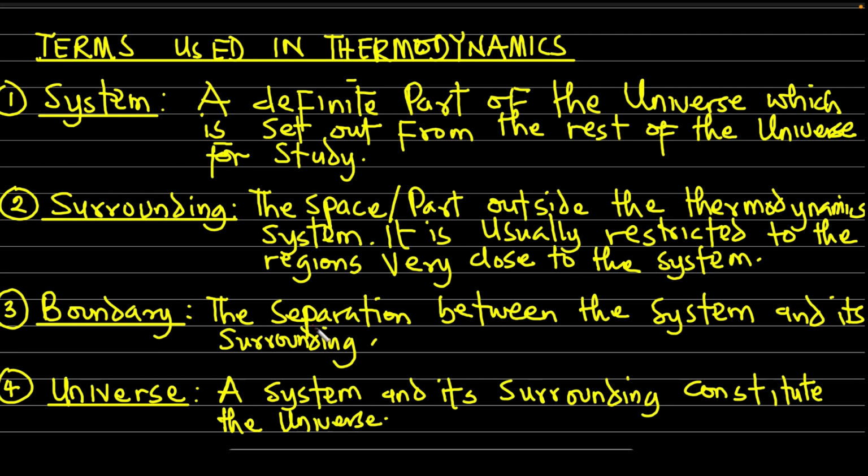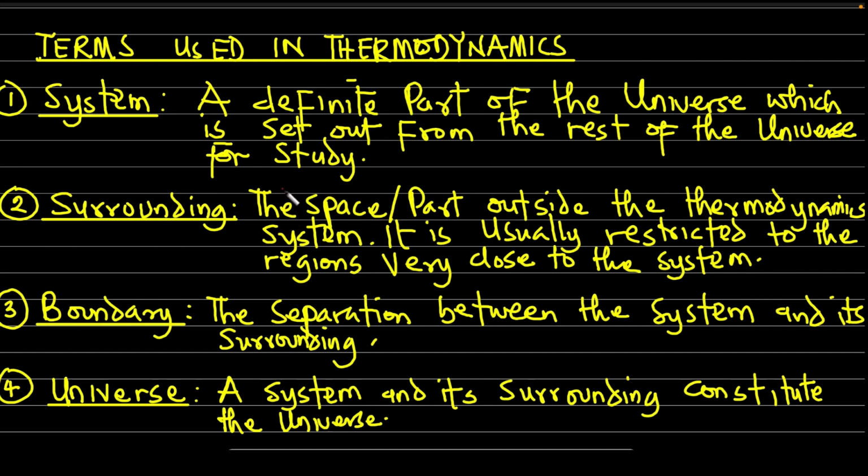Like I said, a system is a definite part of the universe which is set aside from the rest of the universe for study. For example, if you're boiling water in your kettle, the system in this case is the water enclosed in that kettle. The wall of the kettle is a boundary. The area outside the kettle is the surrounding. Of course, the entire kitchen can be seen as the universe in this case, because the kitchen comprises the kettle, the water, the outside of the kettle, and so on.